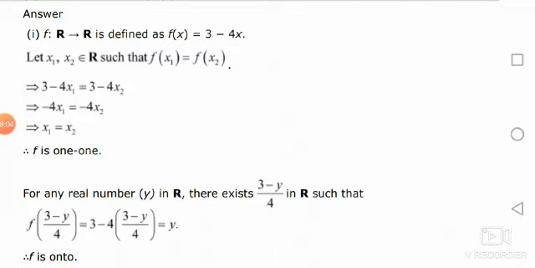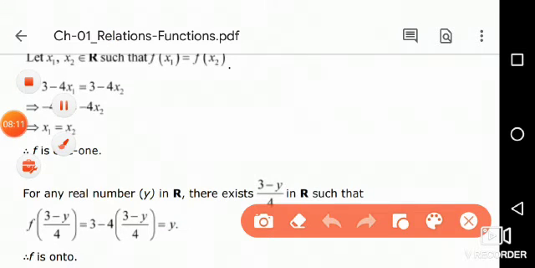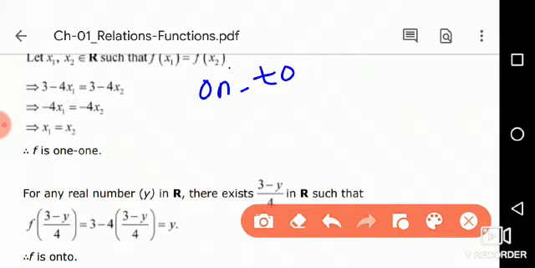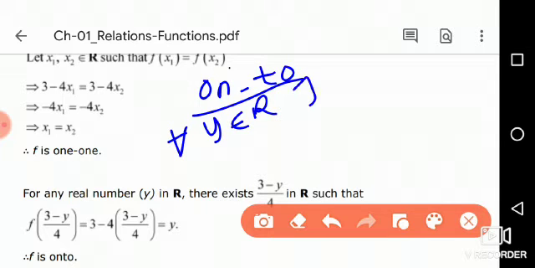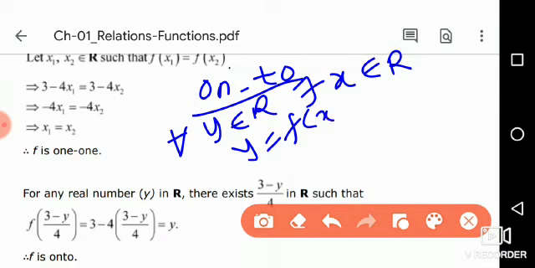Now, my dear students, we have to check whether the given function is onto or not. Our definition goes like this: for all y belonging to the codomain, there exists x belonging to the domain such that y is equal to f of x. The domain is the set of real numbers, and the codomain is also the set of real numbers. Y is equal to f of x, which is nothing but 3 minus 4x.